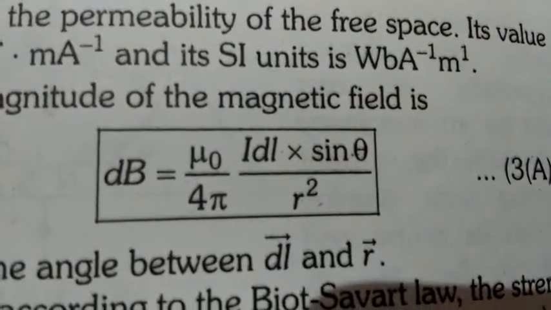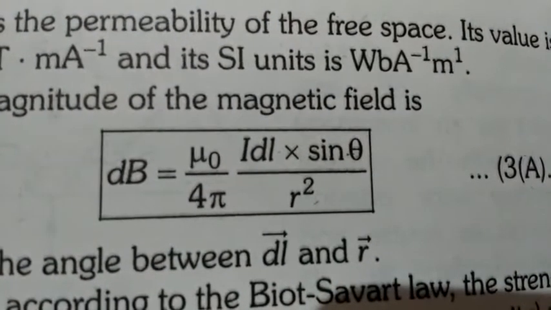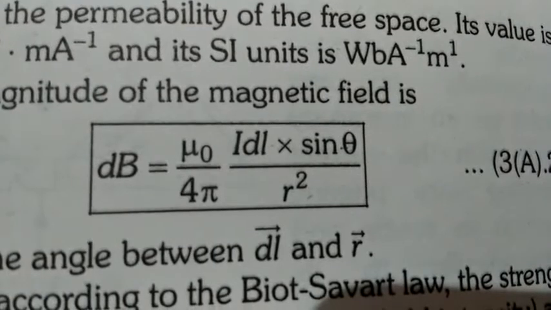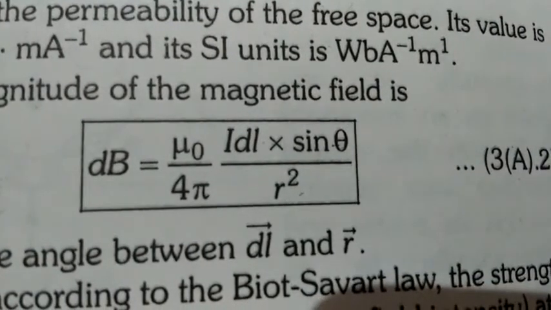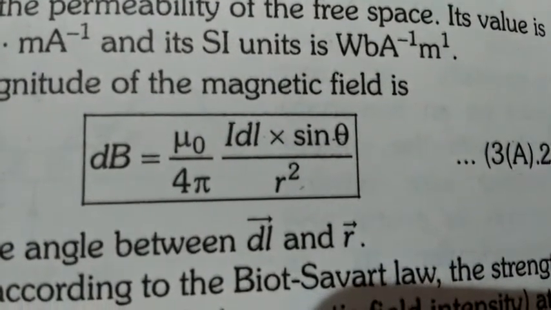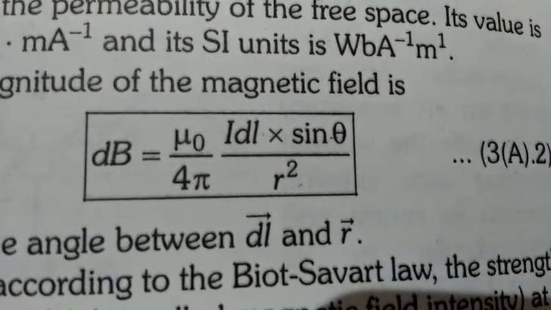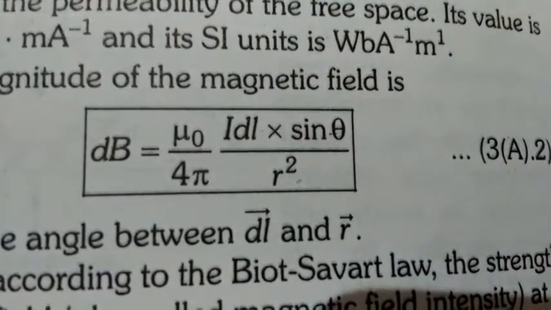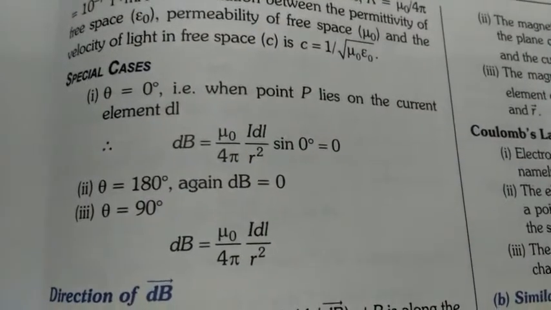So this is the form of Biot-Savart law which we are going to use in further applications to find out the magnetic field because of different shapes of conductors. Let's discuss some special cases also.